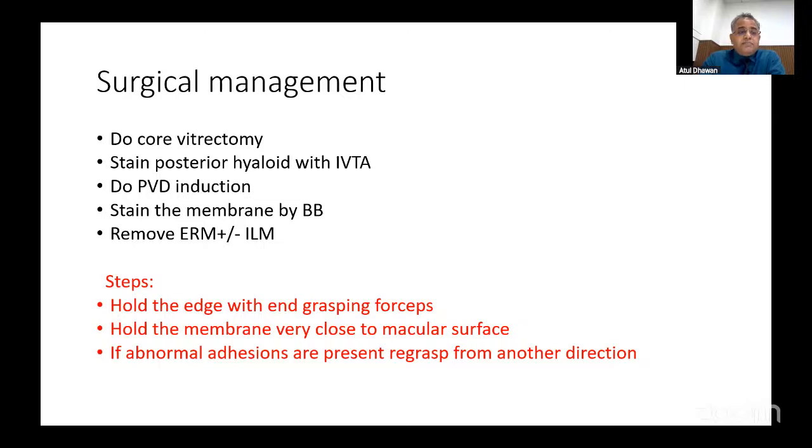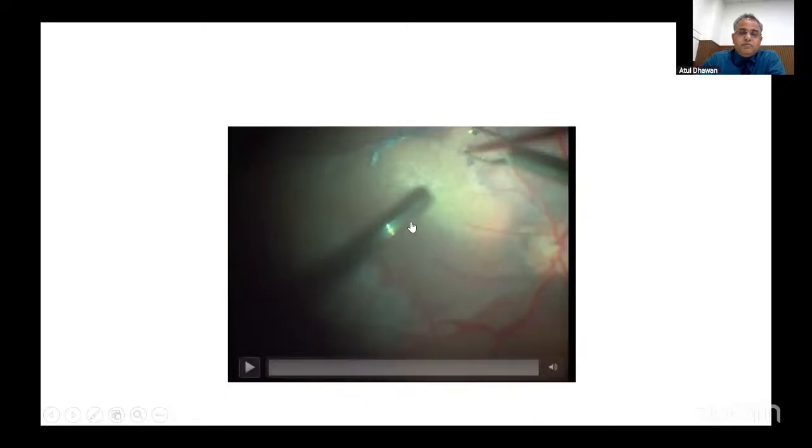Do the core vitrectomy, stain the posterior hyaloid with IVTA, do PVD induction, stain the membrane with brilliant blue, and remove the ERM plus or minus ILM. Now, this is a small video of surgery.